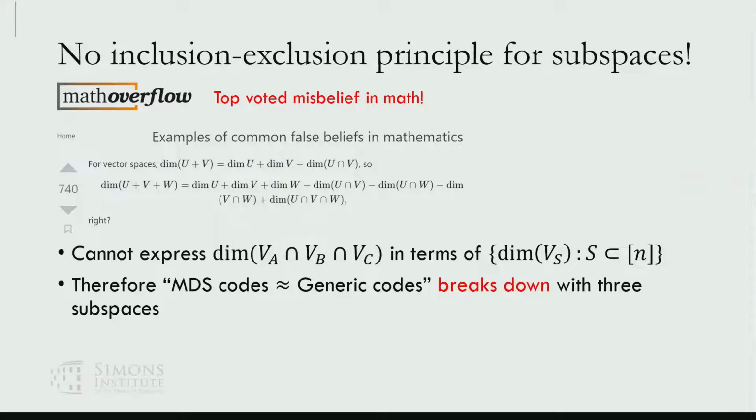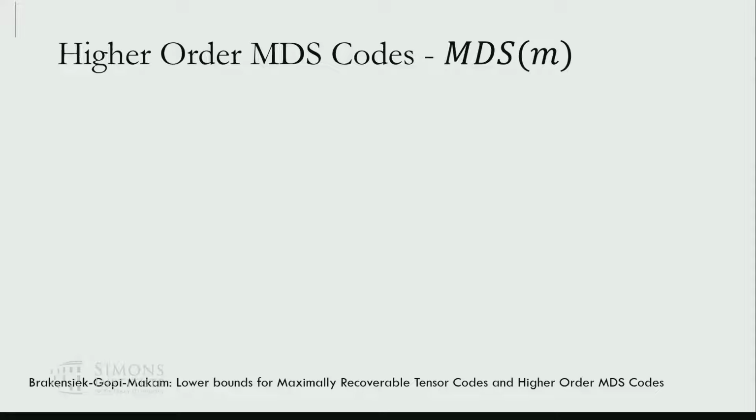In fact, this is apparently the top voted misbelief in math on Stack Overflow, that there is inclusion exclusion for vector spaces. What that means for us is that you cannot express the intersection dimension in terms of the dimensions of V sub S. So the proof we had breaks down between MDS codes and generic codes. If you look at 3-wise intersections, they don't behave the same. You can give a counterexample.